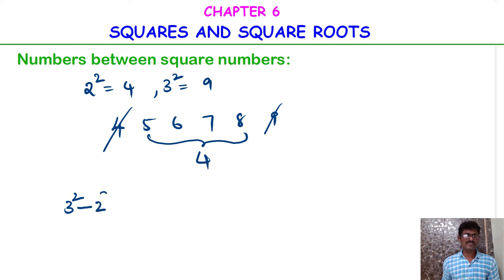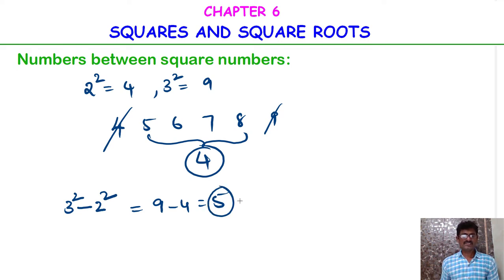Now observe the original numbers, that means 3 square and 2 square. 3 square minus 2 square is nothing but 9 minus 4, which is equal to 5. Now this 4 is 1 less than this 5, you see. So we can say this 4 is equal to this 5 minus 1. So that means in between any 2 successive square numbers, how many numbers do we have? If we want to find out, just take the difference of those 2 perfect square numbers and take 1 less than that number.